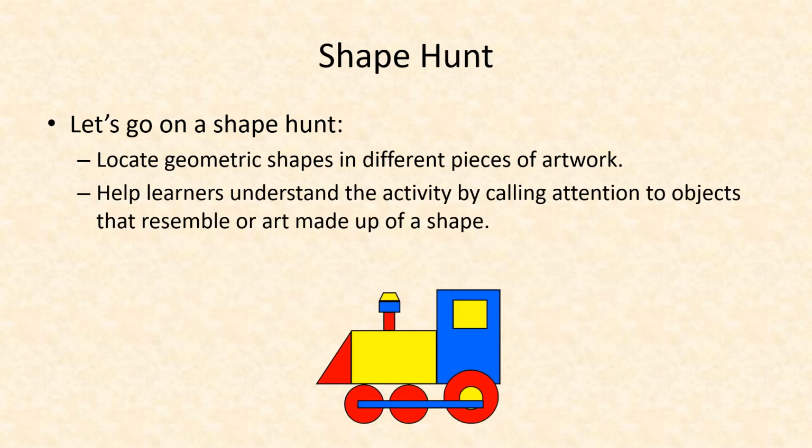Let's enrich this activity even further. Let's take our students on a shape hunt. Let's have them locate different geometric shapes in different pieces of artwork. As you can see in this graphic of a locomotive, we can see circles, we can see triangles, we can see squares and rectangles.